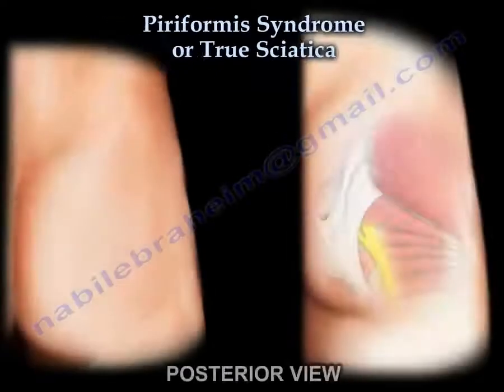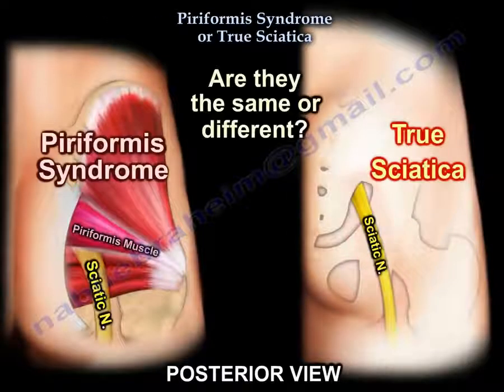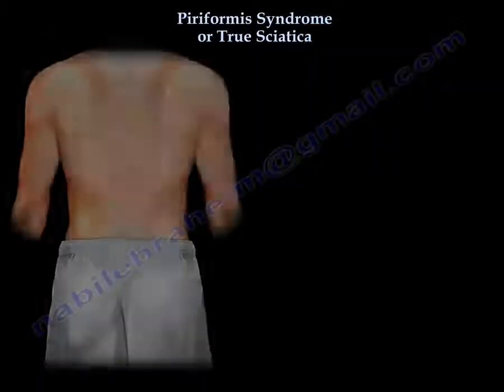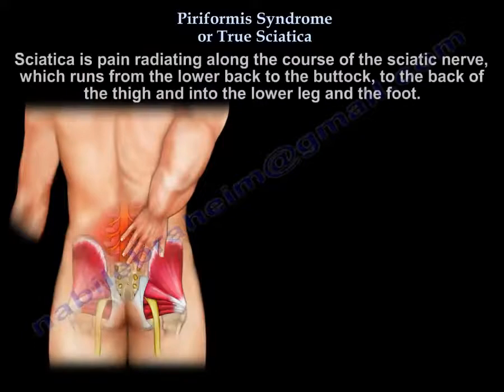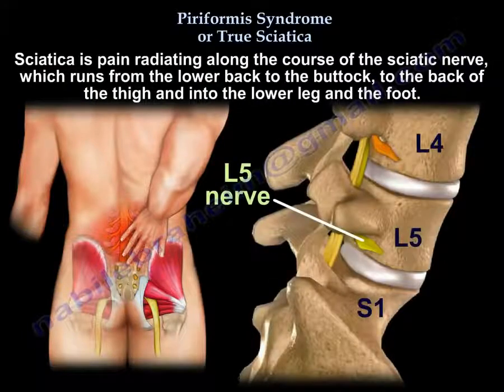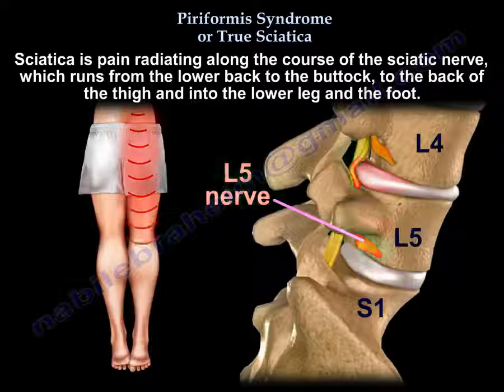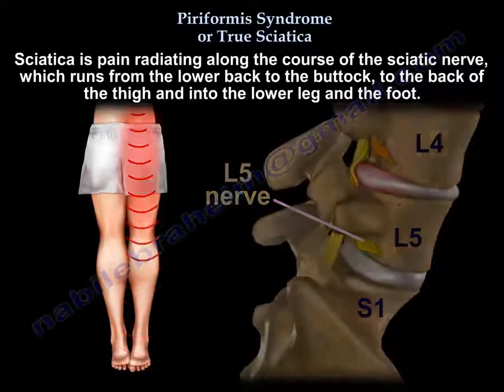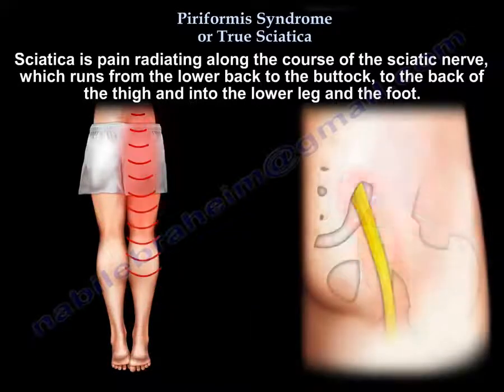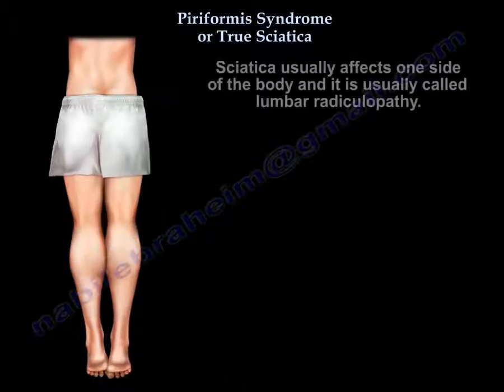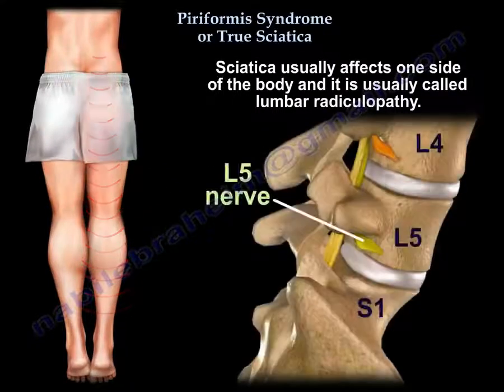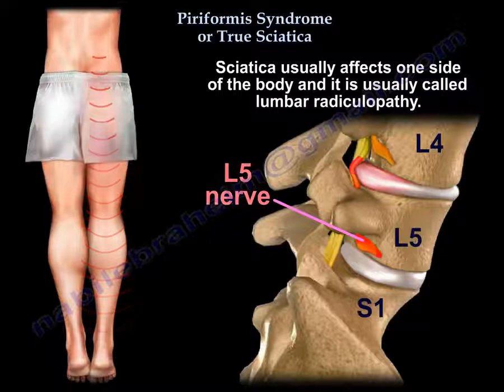Piriformis syndrome or a true sciatica? Are they the same or different? Sciatica means pain radiating along the course of the sciatic nerve, which runs from the lower back to the buttock and the back of the thigh and into the lower leg and the foot. It usually affects one side of the body, and we usually call it lumbar radiculopathy.